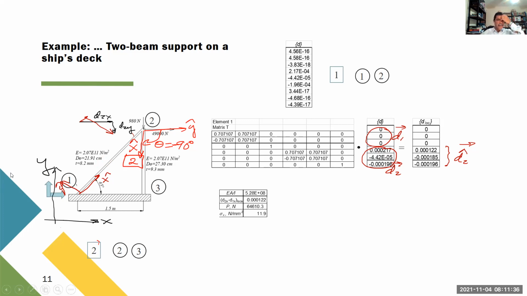Okay, this is what we're saying. We apply D2X of this element. So it's the motion of this joint in this direction. So this is D2X in the local. Since it moves to the right, the difference is positive. You see that this is positive.